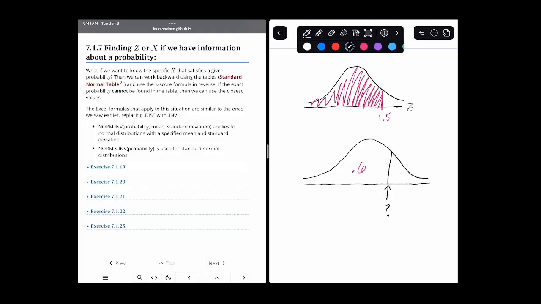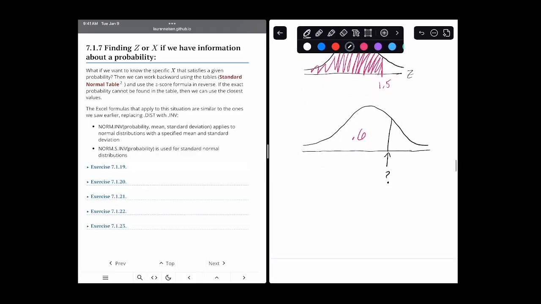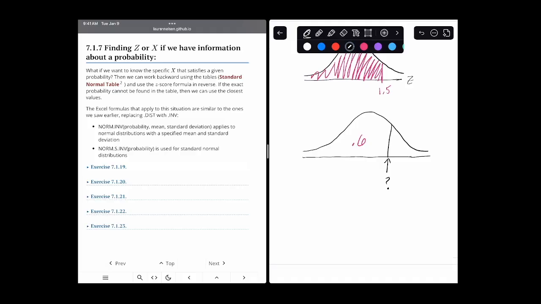And so we could try to use the tables and find the probability in the table and try to find whatever z-score would give that probability. We might have to estimate, but it sounds a little bit annoying, and we can actually do this in Excel. So when we were finding probabilities, we used norm.dist. Now, if we want to do the opposite, if we know a probability and want the z or the x, then instead of .dist, we're going to use .inv. So you can think of inv being like inverse, doing the opposite.